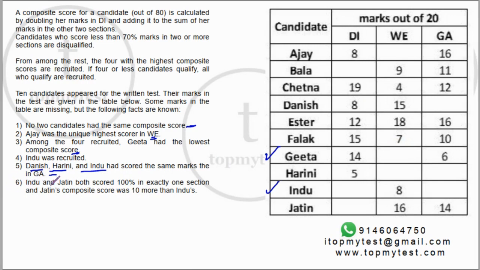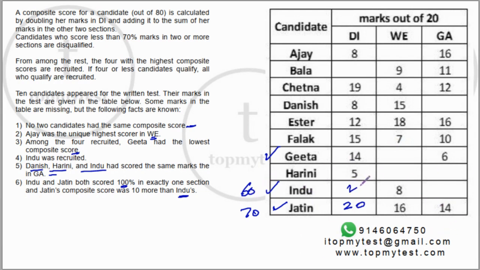The 6th statement says Indu and Jatin both scored 100% in exactly 1 section, and Jatin's score was 10 more than Indu's score. Now Jatin will score 100% in one section, so he will score 20 here. Now let's look at his composite score. Composite score will be 40 plus 30, 70. So Indu's score should be 60. Indu is selected, Jatin will also be selected. Now Indu has to score 60.